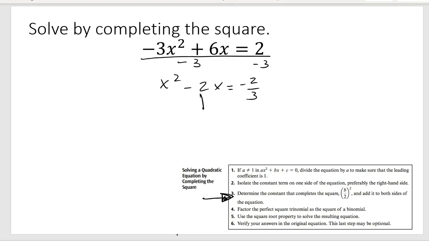So you can see that our b is -2. So b over 2 squared would be -2 divided by 2 squared. So this would be -1 squared, which is 1. So I'm going to add 1 to both sides of the equation.